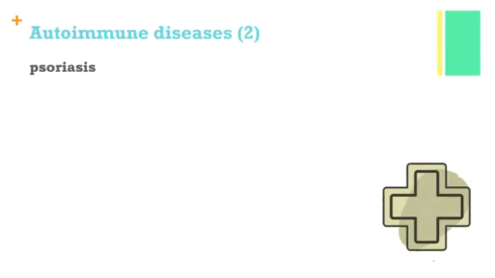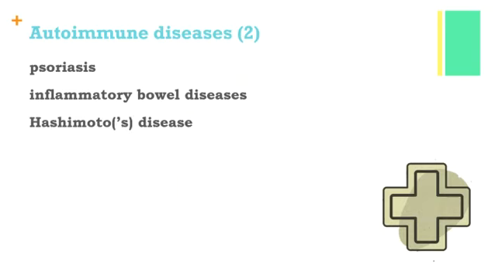Psoriasis. It's a skin condition that causes redness and irritation, as well as thick, flaky, silver-white patches. Inflammatory bowel diseases is a group of inflammatory diseases of the colon and small intestine. Hashimoto's is characterized by an inflammation of the thyroid gland.